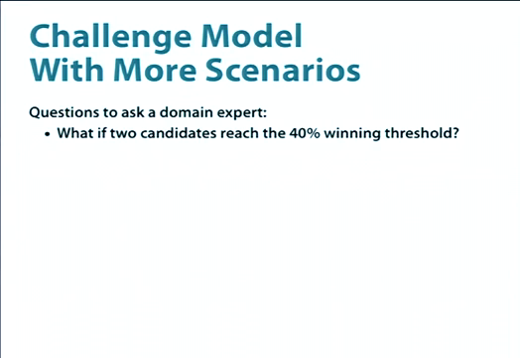So we're missing something in our model there. We actually need to be able to combine multiple winning policies together. We need to be able to combine winning threshold and plurality together, so that if 2 candidates get 40%, we then pick the candidate with the highest number of votes.